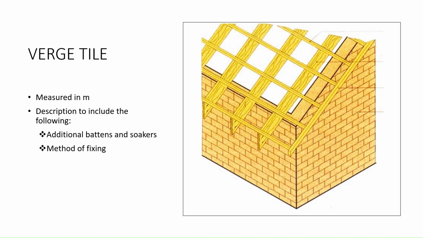These are located at the edge of the roof surface along the gable side, which is this side over here. So we have our eaves side and then we have our gable side. Now these are measured in meters, and the description shall include for additional battens and soakers. And obviously we need to also mention the method of fixing.